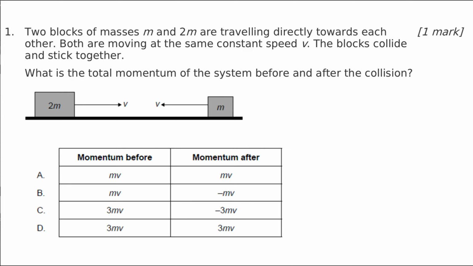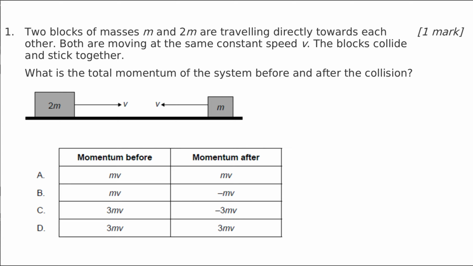We're going to look at our questions 1 to 10 from the multiple choice, all about momentum and impulse, etc. Let's get started. Okay, we've got two blocks of masses m and 2m respectively, and they're traveling at constant speeds but in opposite directions. Total momentum of the system before and after the collision.